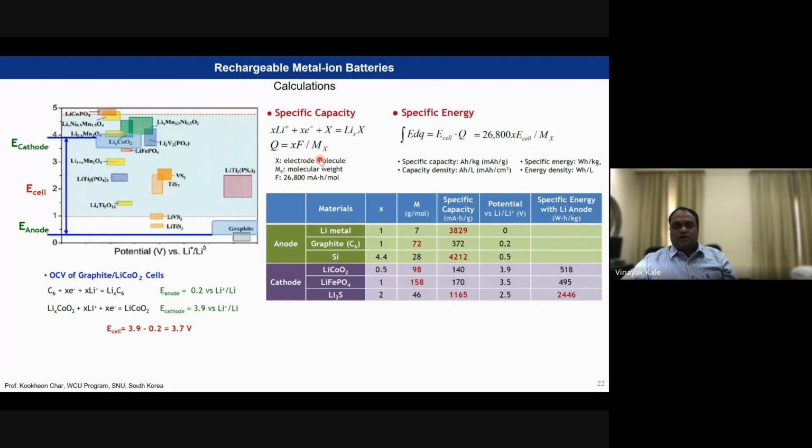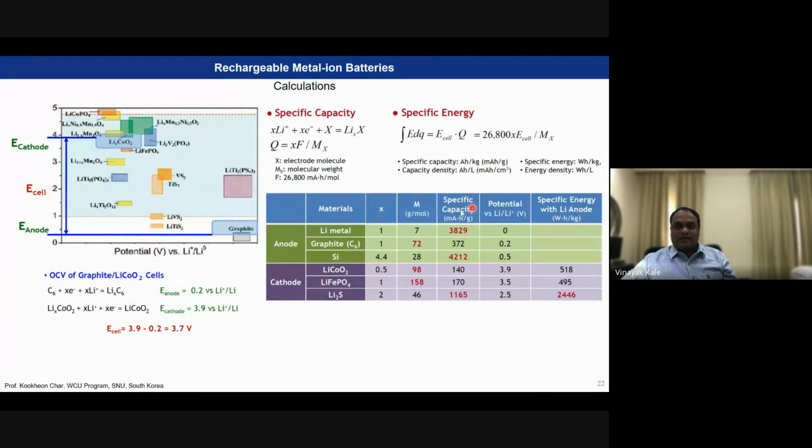Okay, so now how to calculate this specific capacity? Specific capacity is very simple. We can multiply the Faraday constant with the number of electrons of the electrode material, divided by the molecular weight. For example, if we take lithium metal, the number of electrons is 1 and the molecular weight of lithium is 7. If we divide these numbers, we get the specific capacity, which is very high, 3829 milliampere hour per gram.